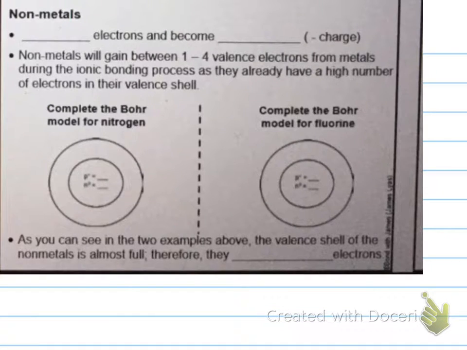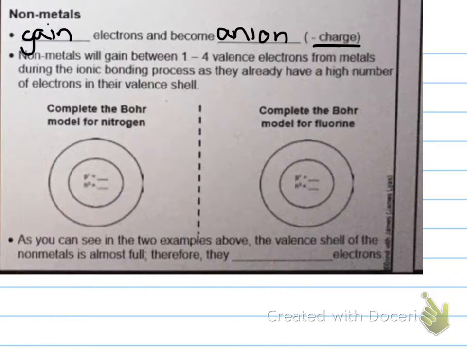Nonmetals function the opposite way. Nonmetals gain electrons and become anions. Those are ions with negative charges. Why a negative charge? Because it's gaining additional electrons. So now it has more negatively charged electrons than it does protons, so the whole thing is negatively charged. Nonmetals will gain between 1 and 4 valence electrons from metals during the ionic bonding process, as they already have a high number of electrons in their valence shell.